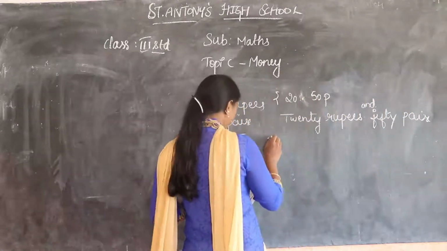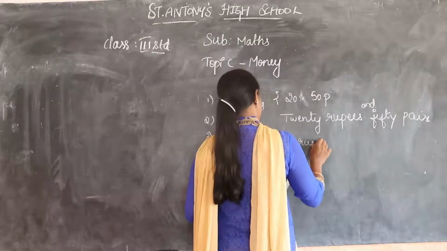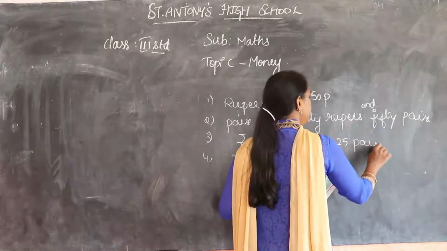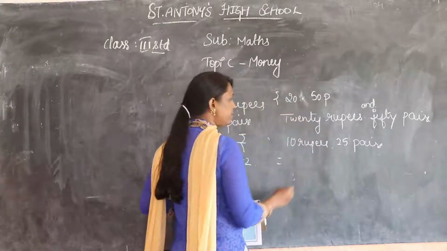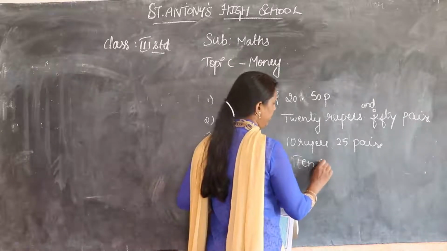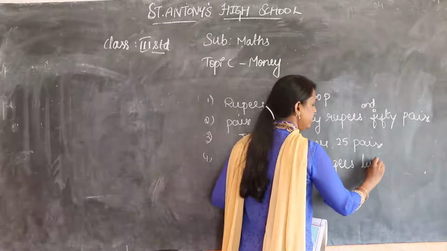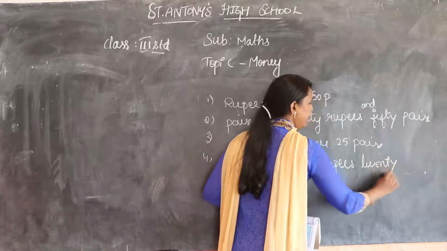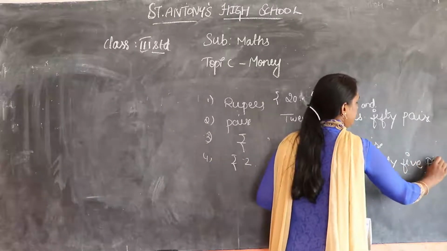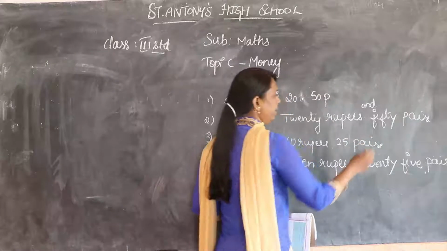Here I will take one more example. 10 rupees, 25 paise. Okay. So this one we have to write in words. Write down 10 rupees, 25 paise. Okay. 10 rupees and 25 paise.